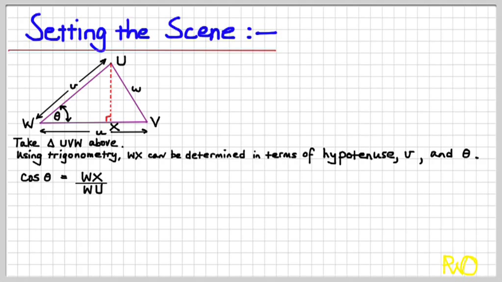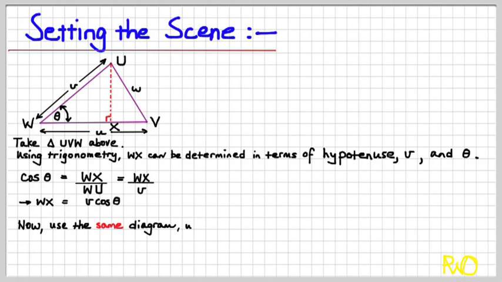So the next step is we can transpose that. We can say it's Wx over V, and we can transpose that to get Wx is equal to V cos theta, all right? Now we're going to use the same diagram, but I'm going to convert it into vectors, so you watch this. I'll draw the diagram out again, but we're going to use vectors this time to arrive at the same formula for Wx.